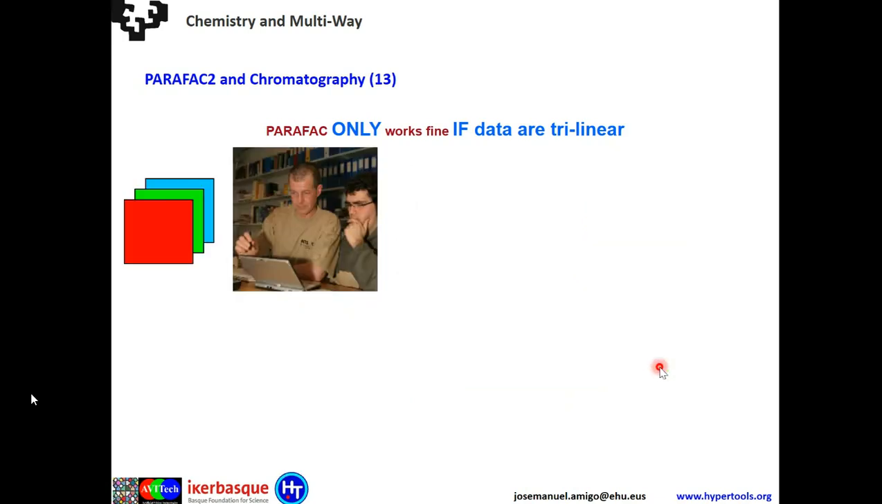But there is a problem. Like always in life, there are always problems. Three-way methods, especially Parafac, only work, as I said before, when the data is strongly trilinear. Okay? What is non-trilinear data? I think it's easier to understand with an example.